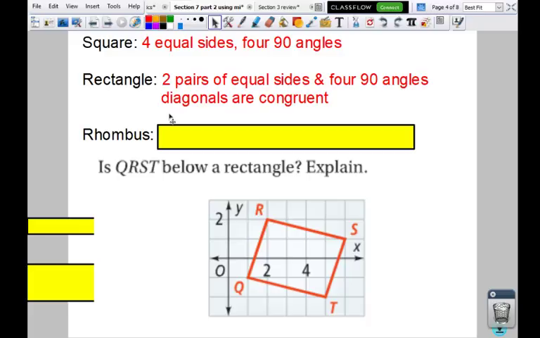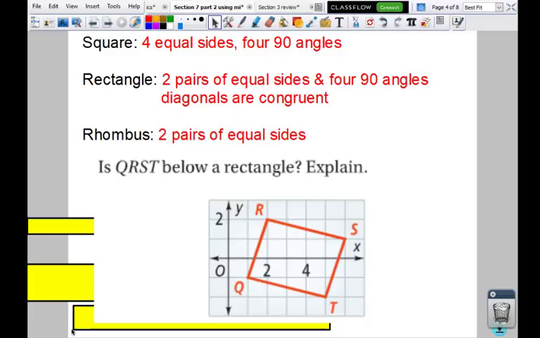And then the last thing, what's it take to be a rhombus, Quana? 4 equal sides. No, a rhombus is not 2 pairs of equal sides. Rhombus is 4 equal sides. Yeah, 4. What kind of notes are these? Who made these? Rhombus is 4 equal sides.